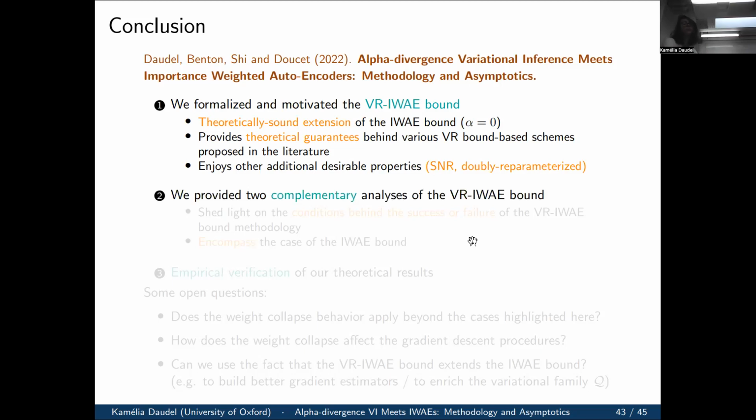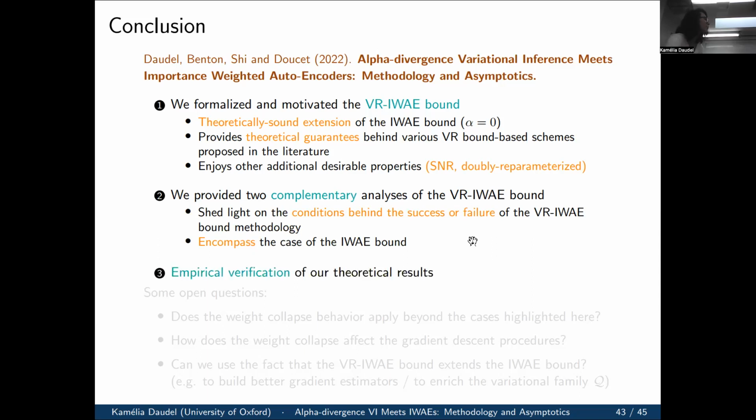We've given 2 complementary analyses that shed light on the conditions behind the success or potential failure of the VR-IWAE bound methodologies. And we've seen that those conclusions apply to the IWAE bound. So our work is in fact very tied to what happens with the IWAE bound. We've looked at several examples. You guys have discussed and commented on those examples.